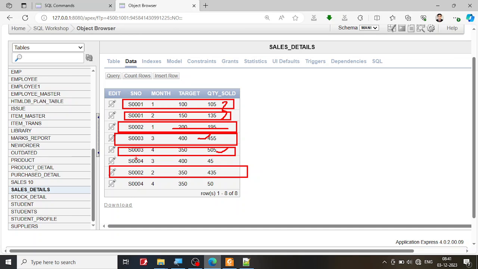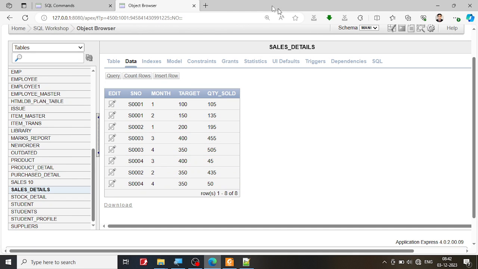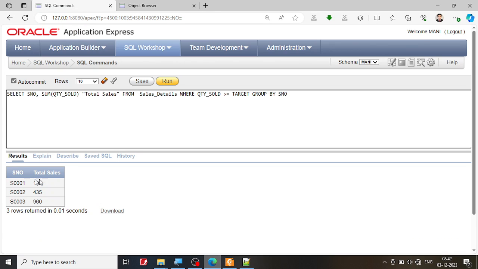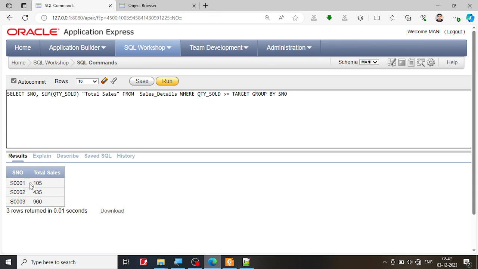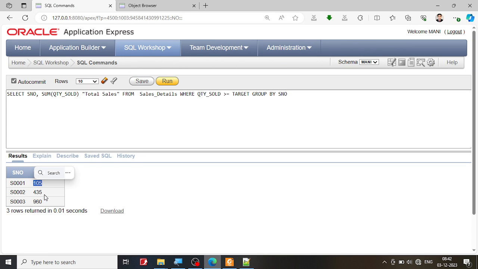The fourth person never achieved the target. So if you look at here, the fourth person never achieved the target, but I am a bit skeptical about this. I think my sales details... What is this table? I have two tables now. I'm getting confused whether I'm using the same table. 101 has come.